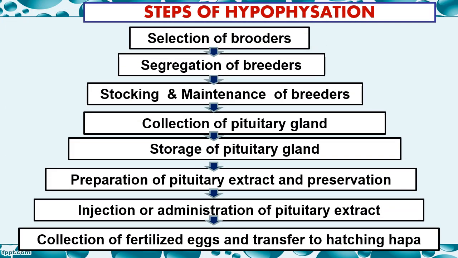Now let us come to the various steps of hypophysation. Fish hypophysation involves various steps such as selection of breeders, segregation of breeders, stocking and maintenance of breeders, collection of pituitary gland extract, storage of pituitary gland, preparation of pituitary extract and preservation, injection or administration of pituitary extract to the brood fish, and lastly, collection of fertilized eggs and transfer to the hatching hopper. In the subsequent slides, we will be discussing these steps one by one.